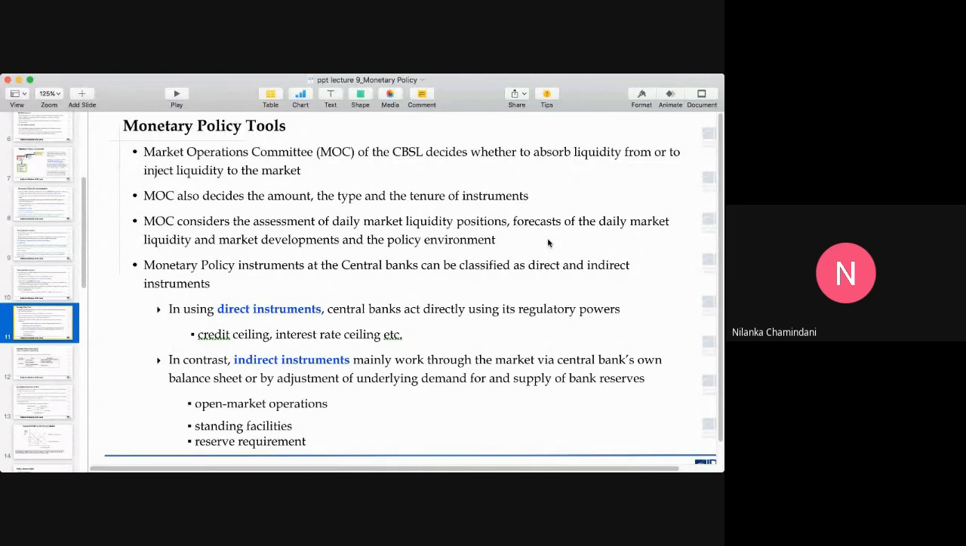Okay, so in contrast, indirect instruments mainly work through the market, via the central bank's own balance sheet or by adjustment of underlying demand for and supply of bank reserves. So here are the monetary policy instruments. When the central bank is using these instruments, it is not like direct instruments, where the central bank is issuing guidelines to the commercial banks. So directly it is happening, but with indirect instruments, things will change based on the market forces, basically the money market, and then the rate will transfer to the other markets, the capital market and the loanable fund market, like that.